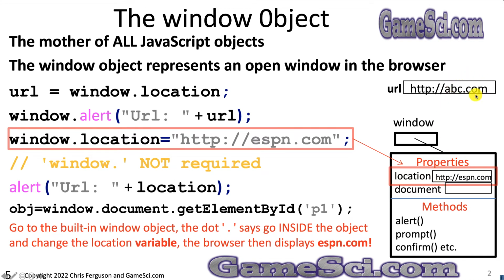It used to be abc.com. The page will now display espn.com. We told the window we want its location to be different, so it changes the page that it was displaying.